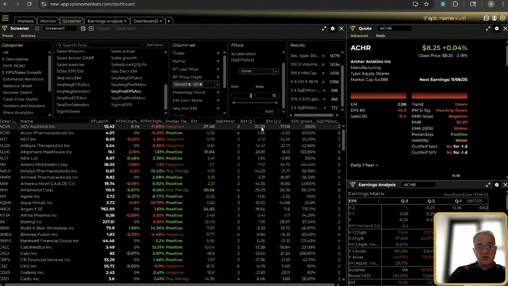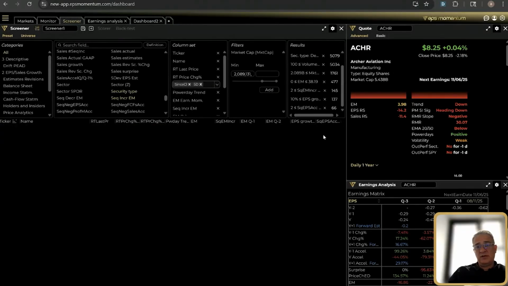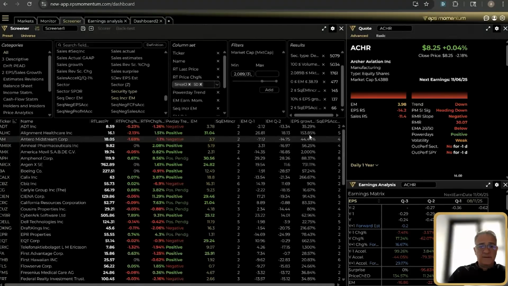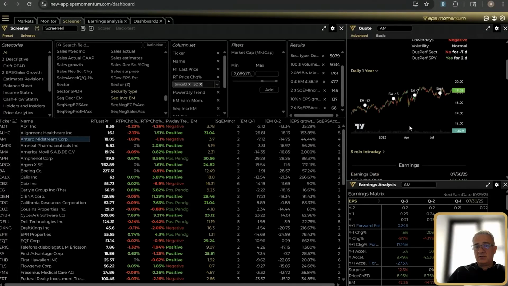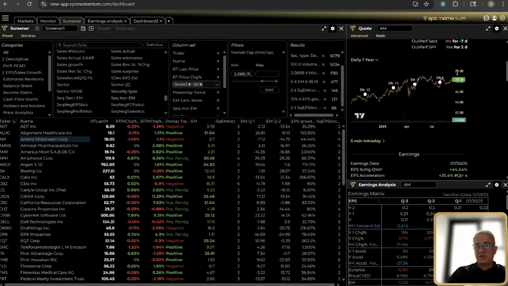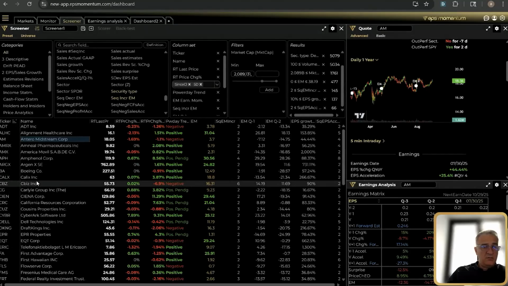Maybe you can do a filter on market cap, and I can use the slider bar here, and say 2 billion market cap, and now I have 66 names. So now Antero Midstream Corp, and let's look at the chart. The chart is heading up. EM is 12 minus 15 minus 7, and now 4, and it's heading to a top here. So heading up there. What else can we look at?